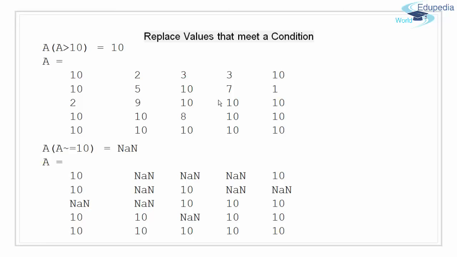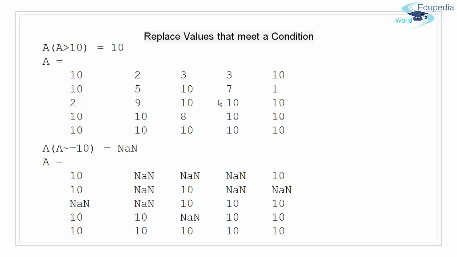Now I'm going to replace all the values that are not 10 with not a number, making the matrix A have values only 10 or not a number. I have done that by putting the condition A not equal to 10 and assigning it NaN. So wherever in matrix A the value is not 10, it will get replaced by NaN. So this matrix here has only values 10 and NaN.